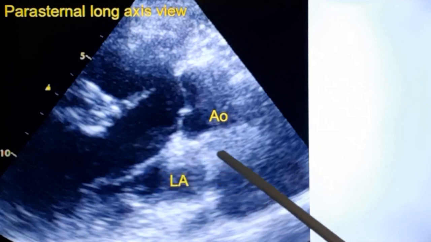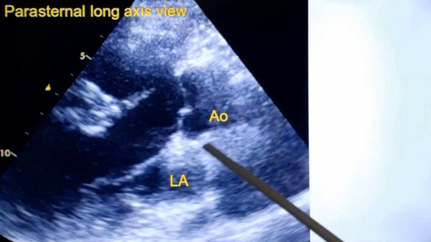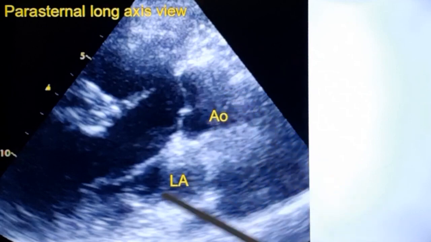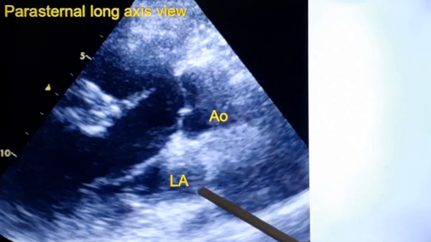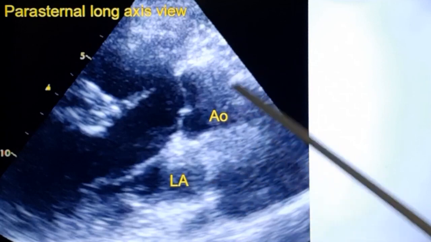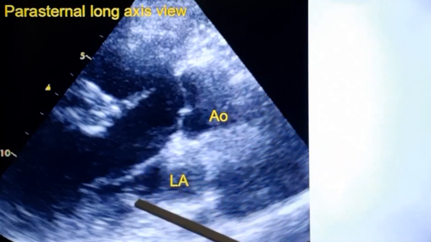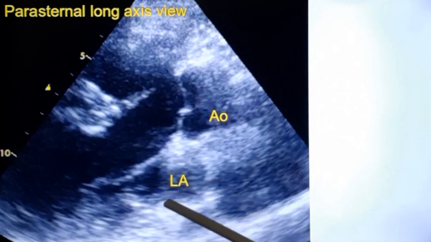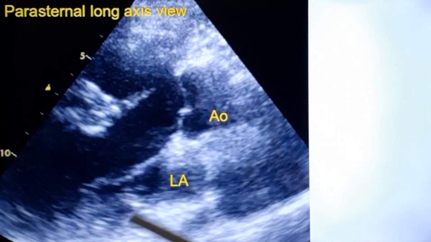That is because the timing of the image may be in such a way that both valves are in closed position. And this is the aorta and this is the left atrium. From the images, we do not know whether the mitral valve is really fully closed or almost about to be closed. These are the features which are evident from this still image.